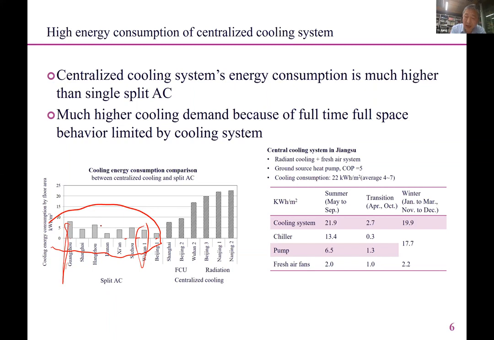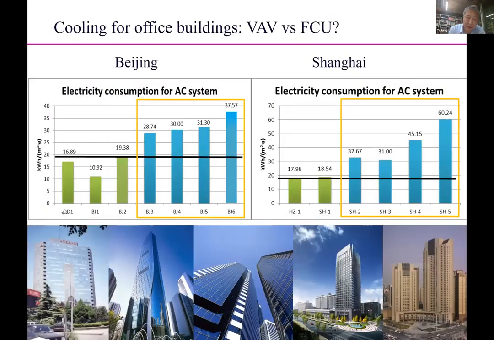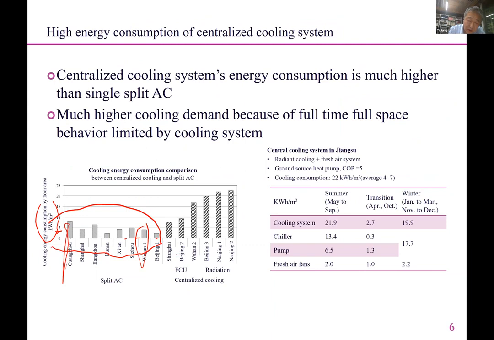Whatever the climate, the electricity used for cooling, per square meter of floor area, is just around 5 kilowatt hours per year. But if you use fan coil units, where you have central chilled water circulated and each space has an individual fan coil unit that can be turned on or off, then the electricity used comes to around 10 kilowatt hours or more.